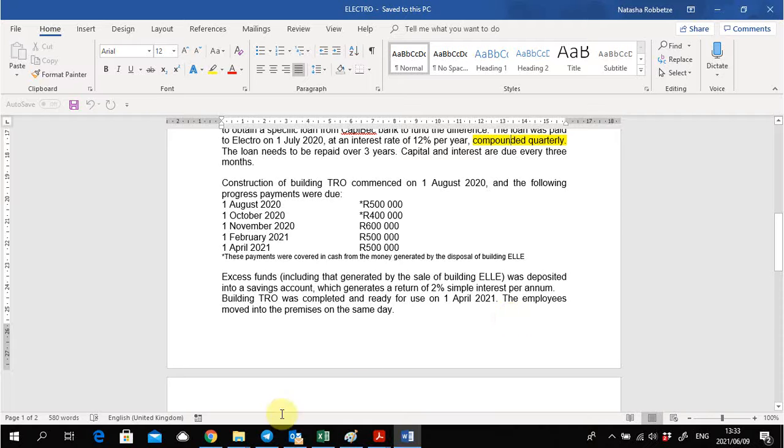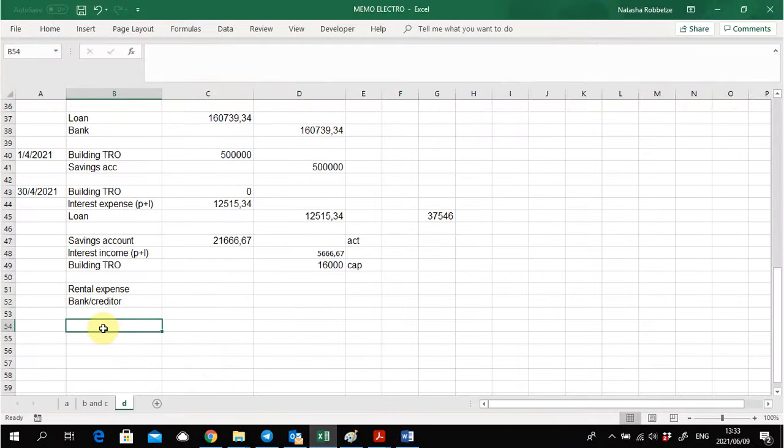So there were 10 months of rental expense that we incurred. And that was a 12,000 Rand per month times 10 months. And that was 120,000.